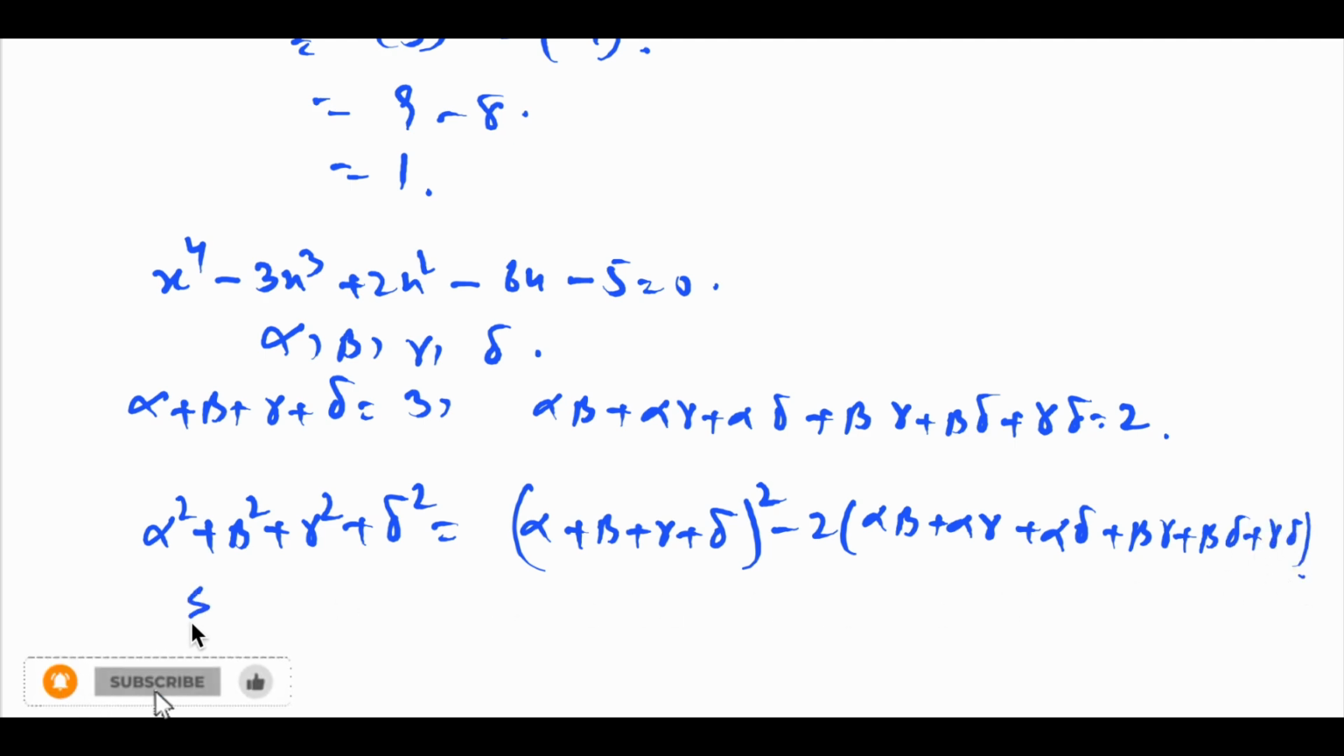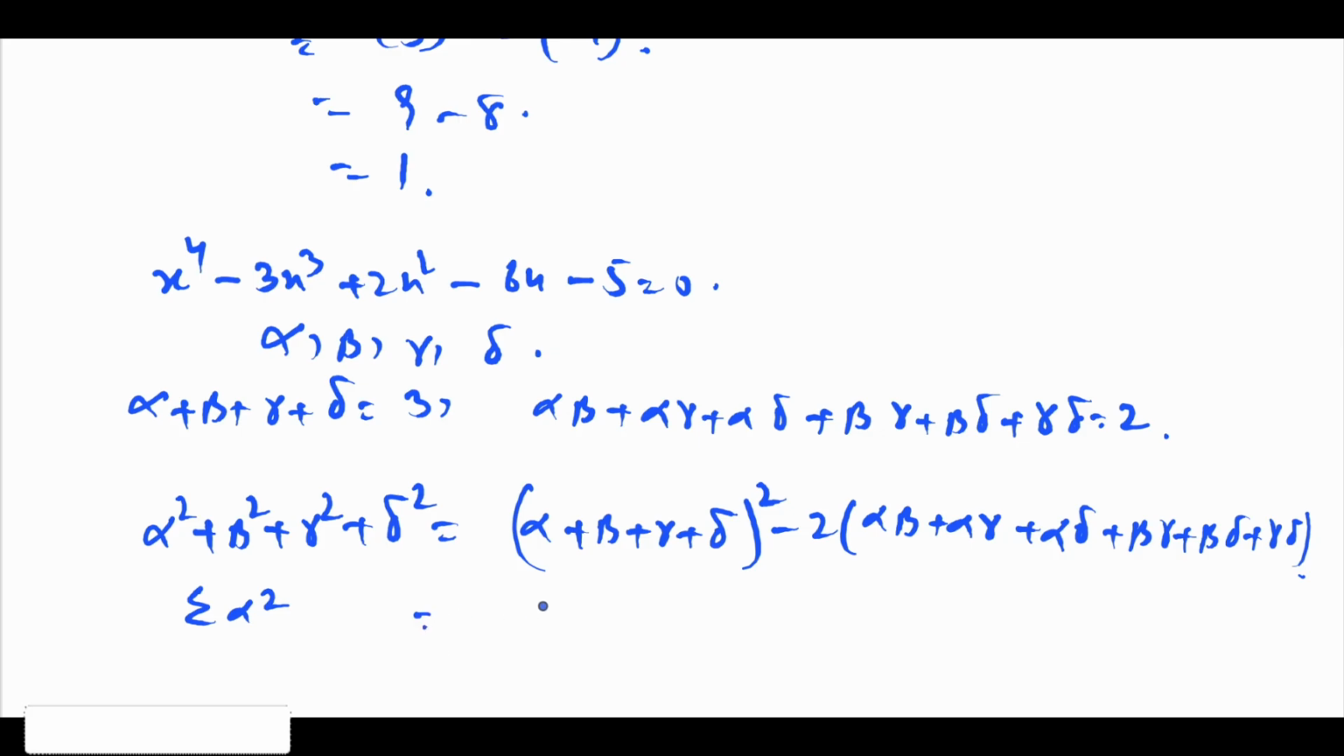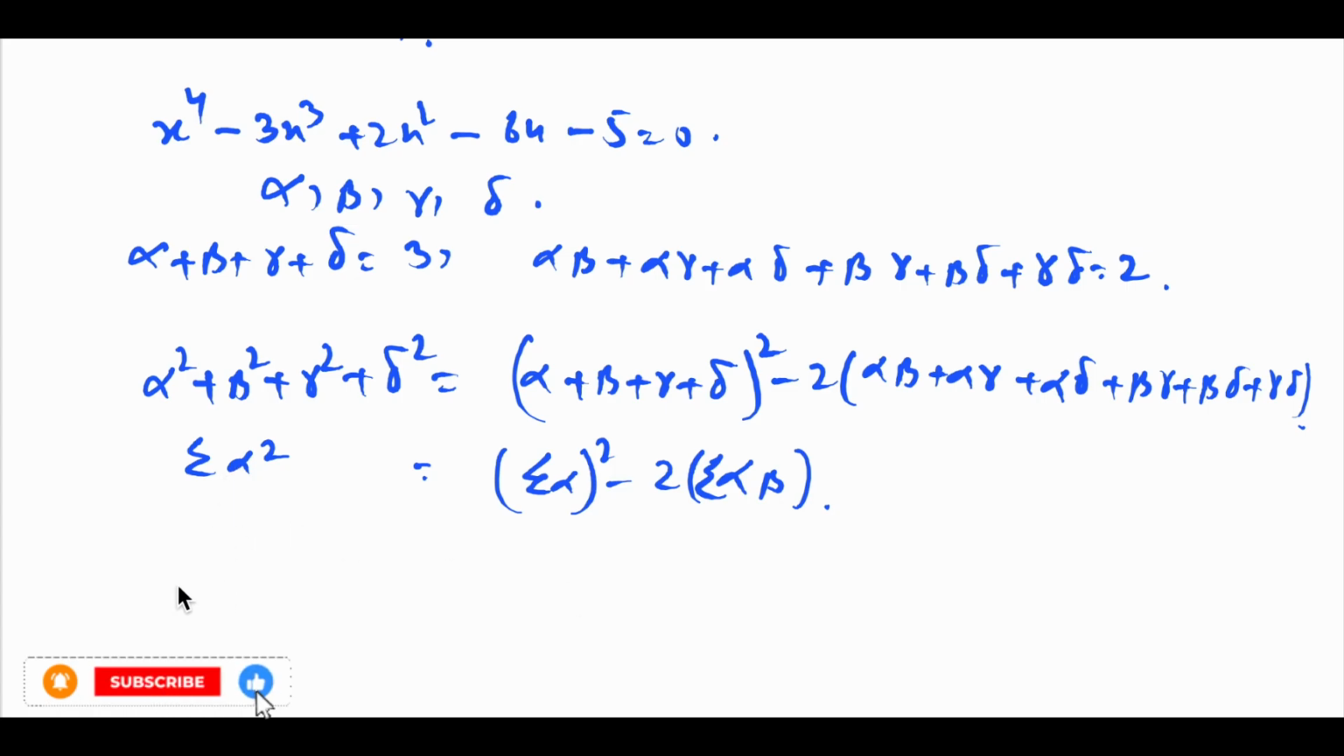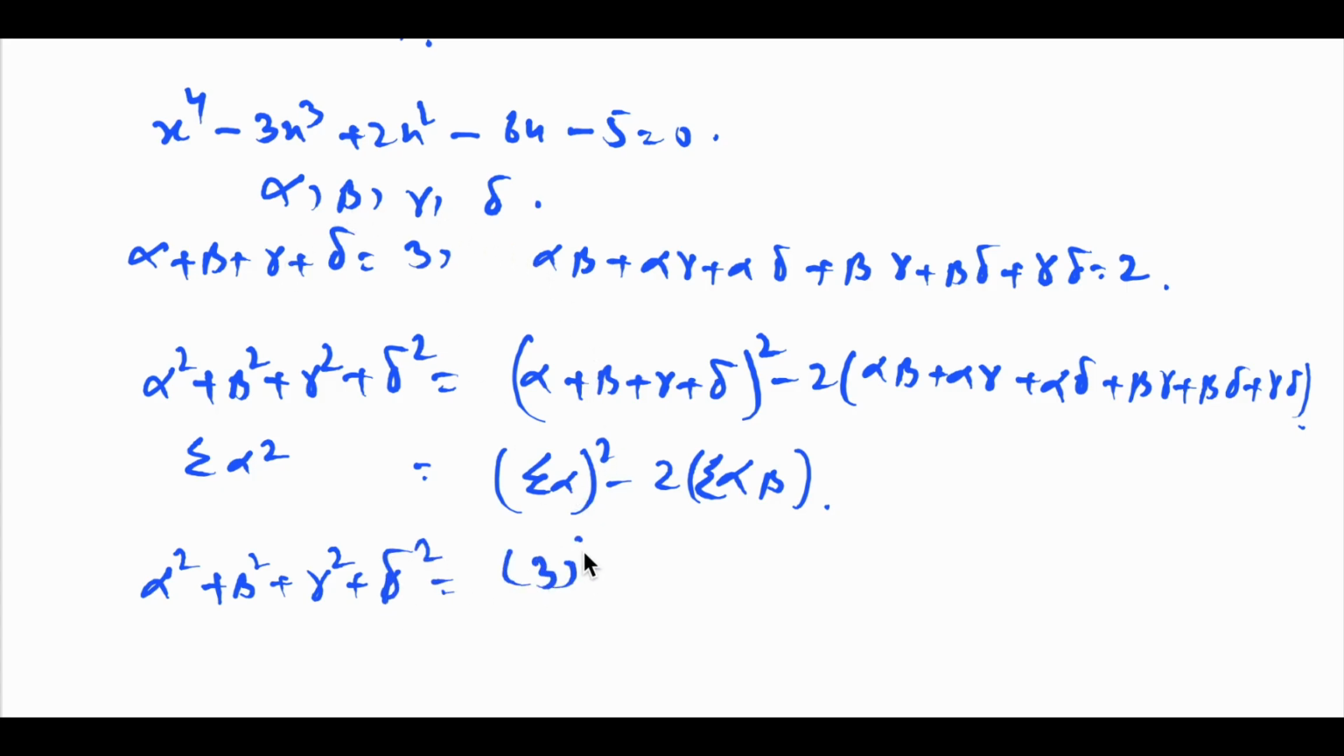Or I can write this in sigma: sigma alpha square is sigma alpha whole square minus 2 into sigma alpha beta. I can write it in this way also. So sigma alpha square, or alpha square plus beta square plus gamma square plus delta square, is equal to 3 whole square minus 2 times 2. 3 whole square is 9 minus 4, so this is 5. So this is the way we can find the sum of squares of the roots.